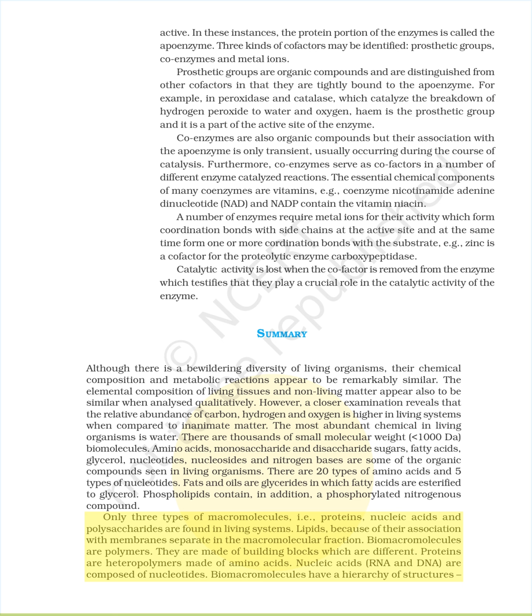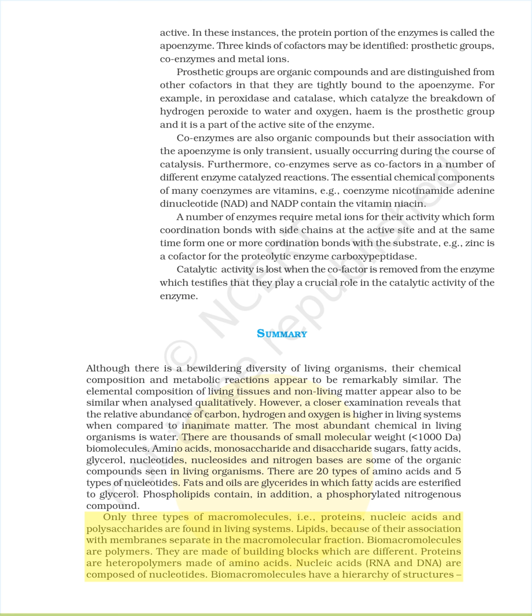Only 3 types of macromolecules, i.e., proteins, nucleic acids, and polysaccharides are found in living systems. Lipids, because of their association with membranes, separate in the macromolecular fraction. Biomacromolecules are polymers. They are made of building blocks which are different. Proteins are heteropolymers made of amino acids. Nucleic acids, RNA and DNA, are composed of nucleotides.